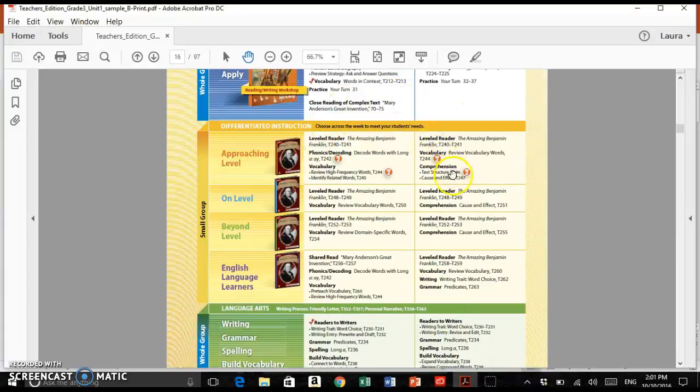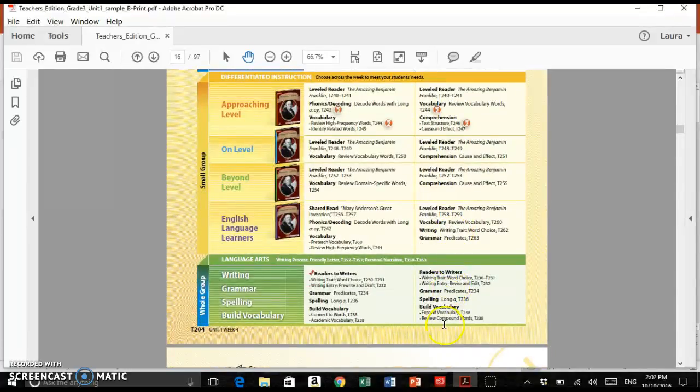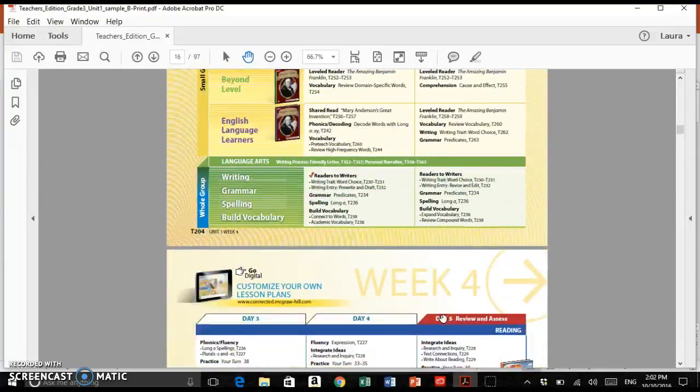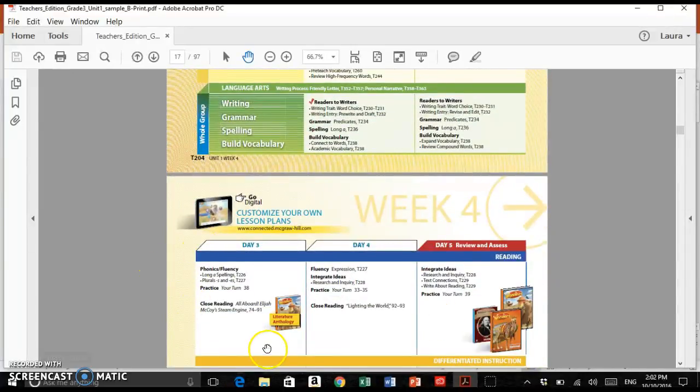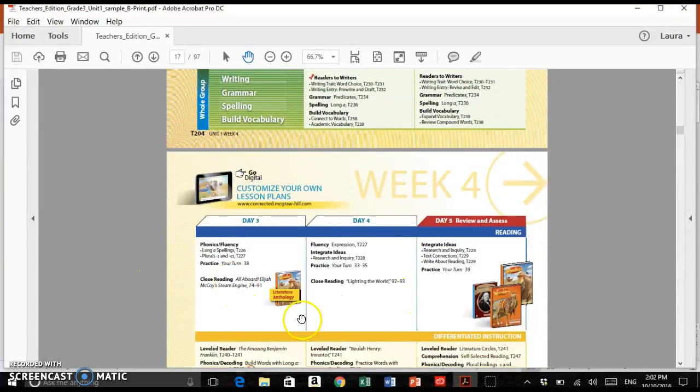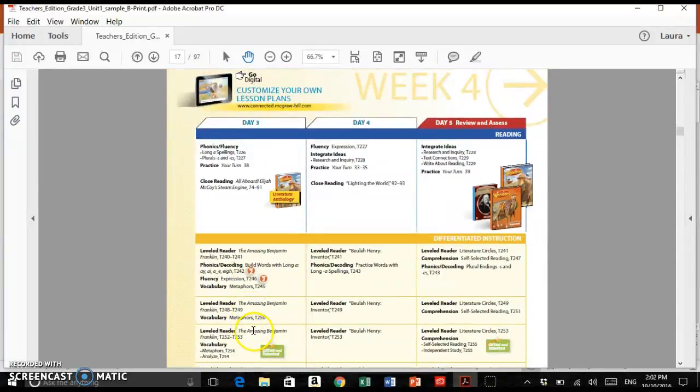I'm going to notice that it's my on-grade level, my approaching grade level here, and it's my ELL, so I'm going to want to take a look at that. They're doing vocabulary here again with the whole group for language arts instruction, and so on and so forth. So you can see I go through and I find where they've done the vocabulary here.